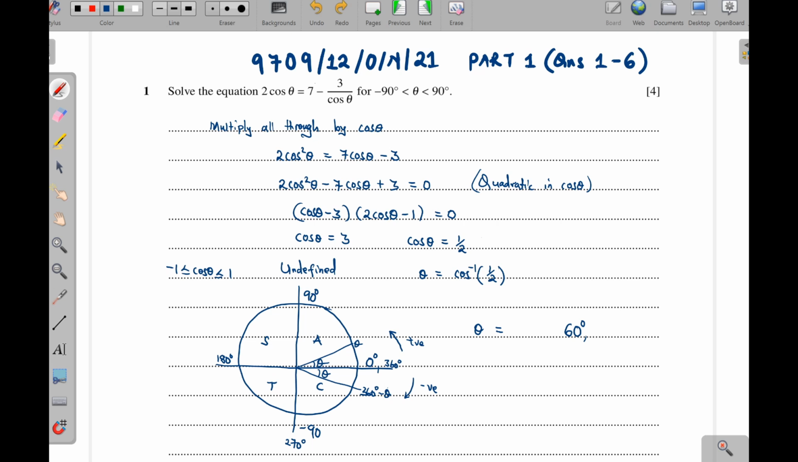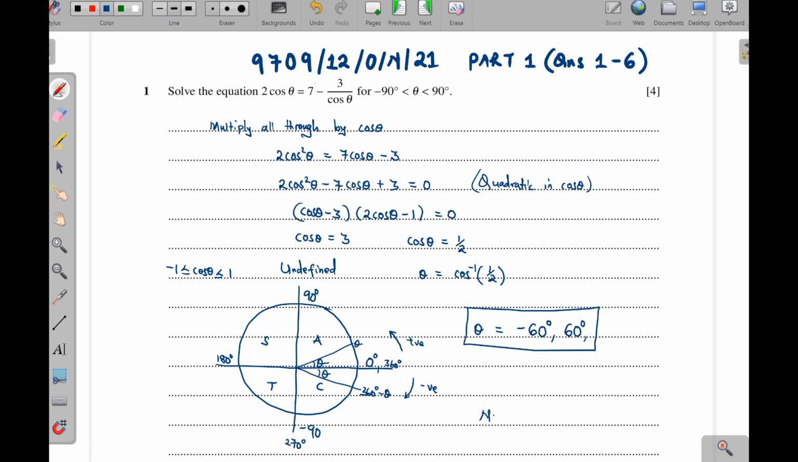The value you're going to get here is 360 minus the 60 you get. That will be 300. But this one is out of the range. So instead of going anti-clockwise, we go clockwise. You see that? So we shall move again 60 degrees and then we go here. But moving clockwise, the angles are negative. So that means we can also have negative 60 degrees.